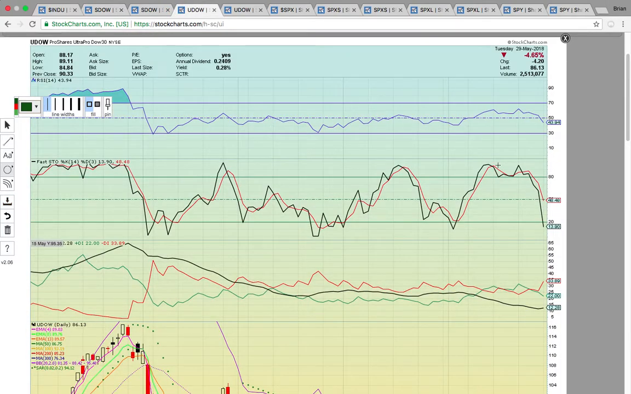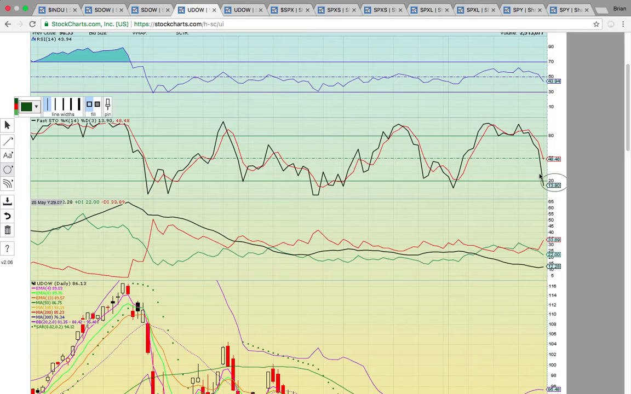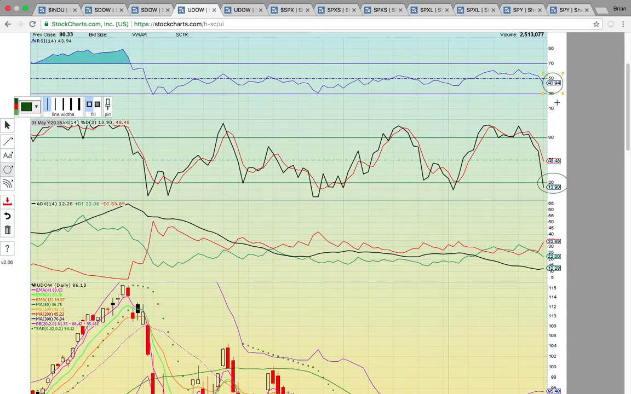Okay, so tomorrow, if the markets do bounce, keep an eye on UDOW. This is the Ultra Pro Dow 30. It goes up if the Dow Jones Industrial Average goes up, and so as you can see, it dropped down. It's below 20 on Fast Stochastic. You can see RSI dropped below 50, so that is a red flag.